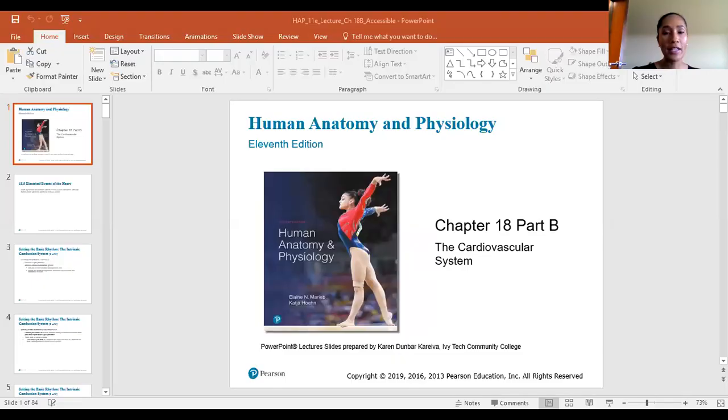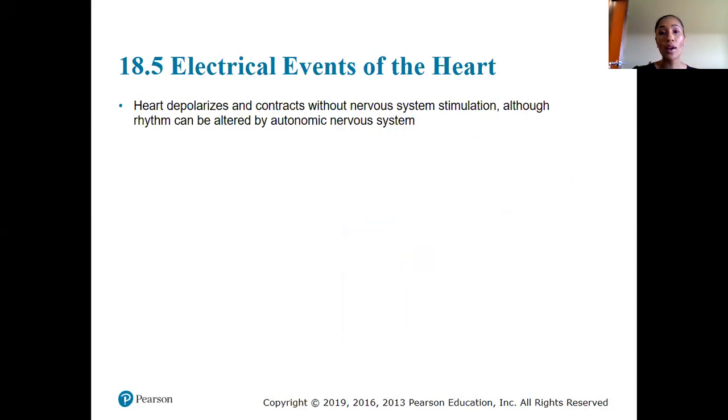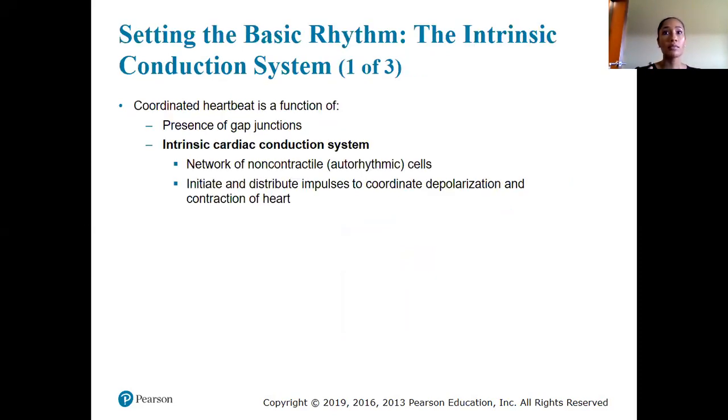We left off with finishing off the second half of chapter 18. So we're going to start off by talking about the intrinsic system of the heart and basically how the heart allows for it to contract on its own and generate its action potentials to be delivered throughout the heart. So the heart is going to set its basic rhythm, and we call this the intrinsic conduction system. And this intrinsic conduction system is going to be the coordinated heartbeat that's a function of gap junctions that we see and find in the heart.